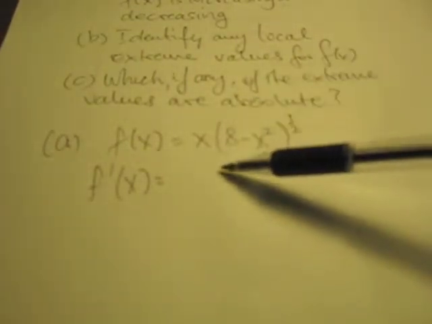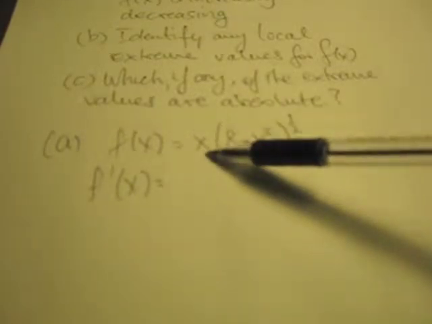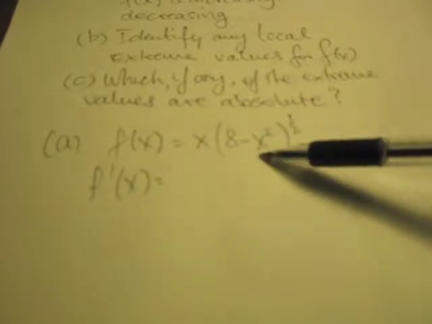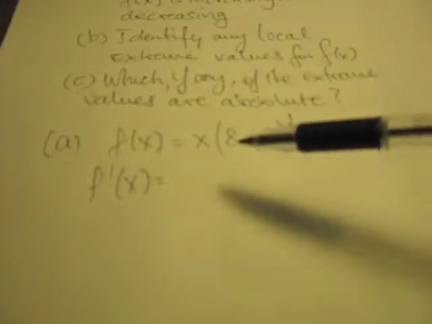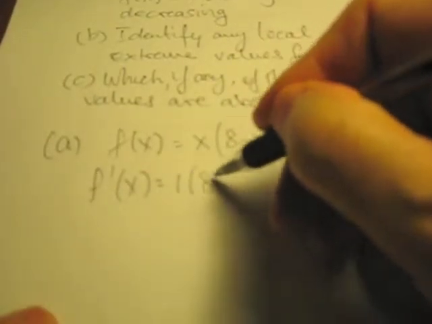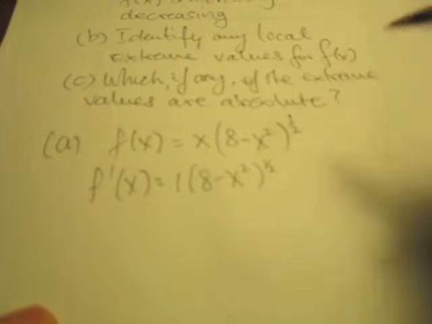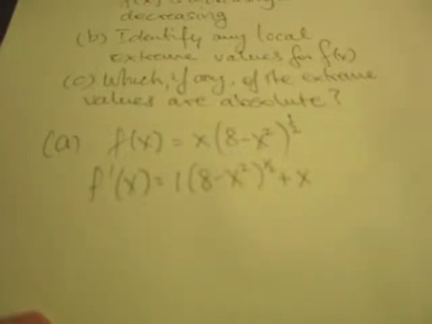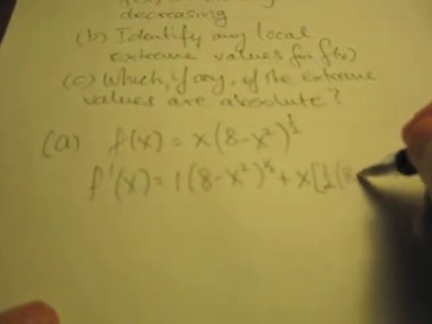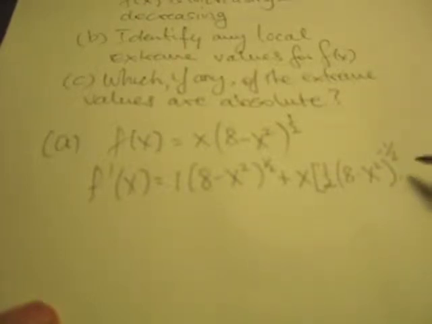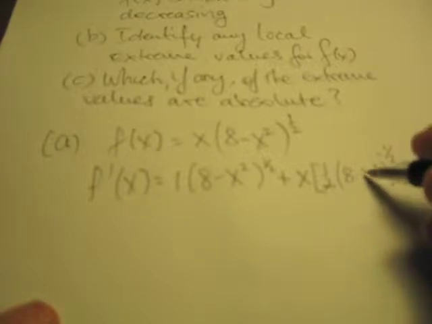Okay, now the product rule, remember, is going to be the derivative of the first function times the second function plus the first function times the derivative of the second function. So be very sure that you know how to do the product rule. In this case here the derivative of x is 1 and we multiply it by the second function, plus the first function, which is x, and now we have to do the derivative of the second function. It's going to be a half times 8 minus x squared, this is the chain rule. Subtract 1 off will give me a negative a half, and now we have to multiply by the inside function, which is negative 2x.